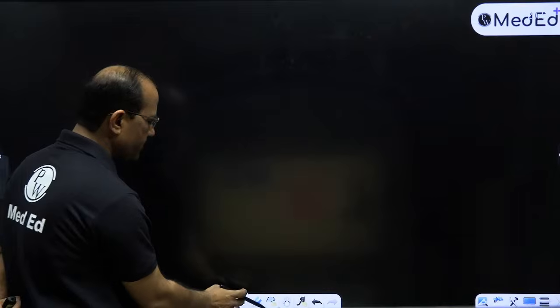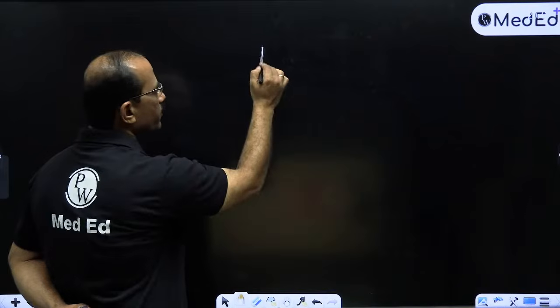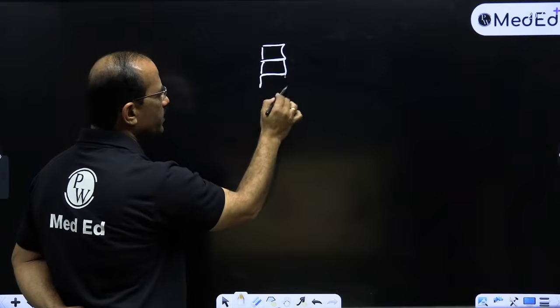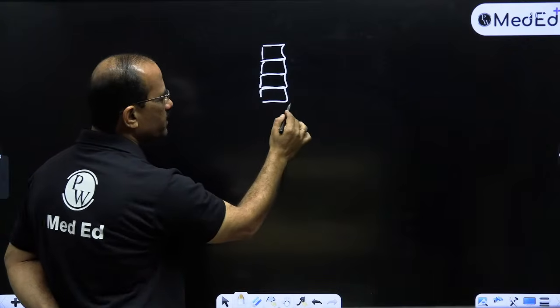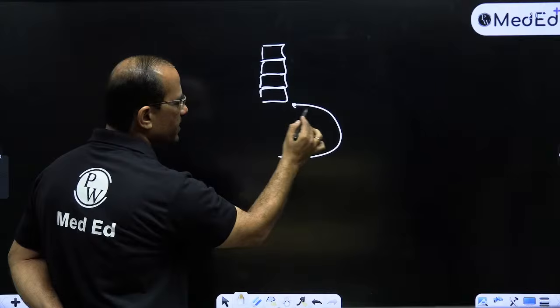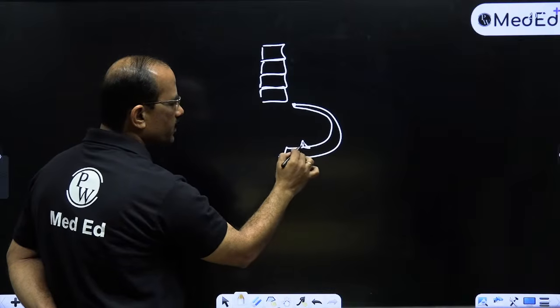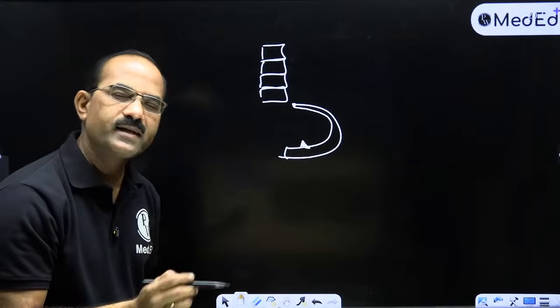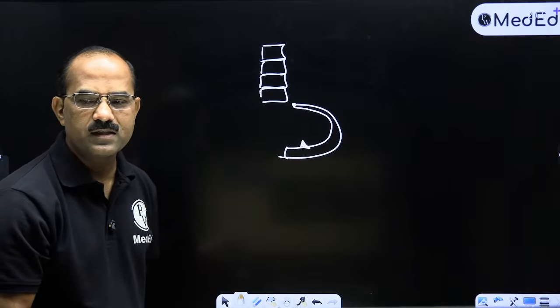Just have a look. Okay, these are the cervical vertebrae. Just try to understand this. If this concept becomes clear now, it will be very easy for you to understand. This is the first rib. There's a tubercle on the first rib. That's the scalene tubercle.